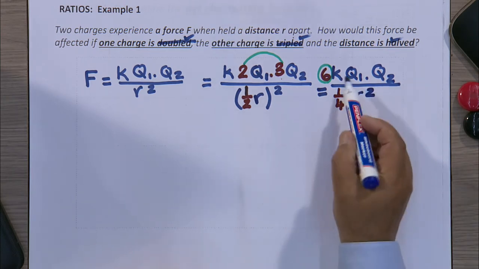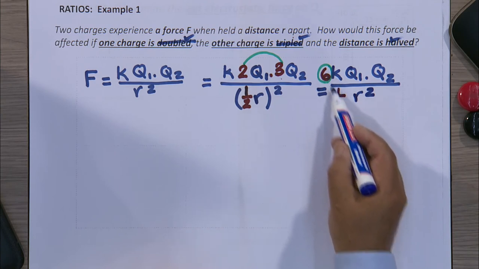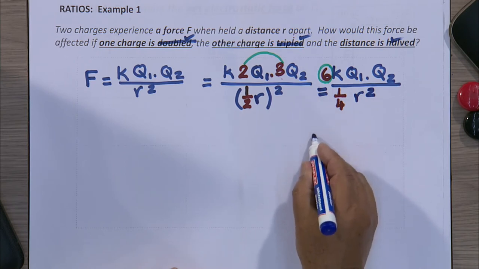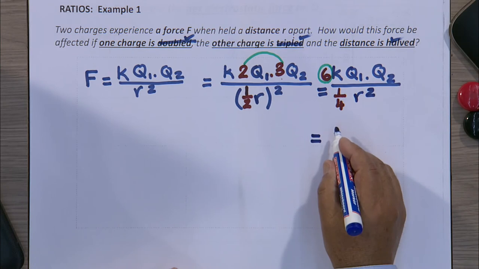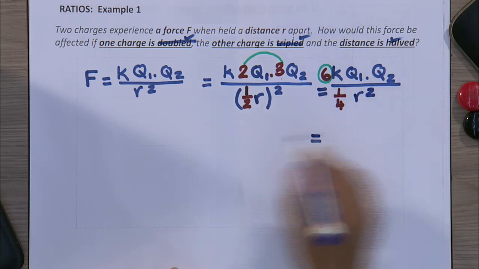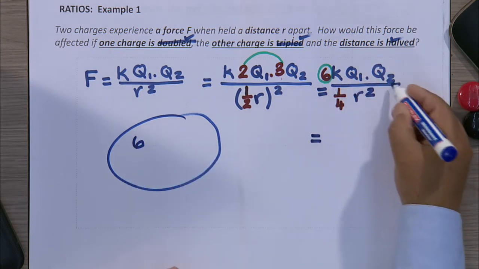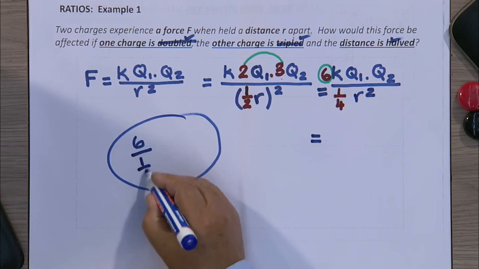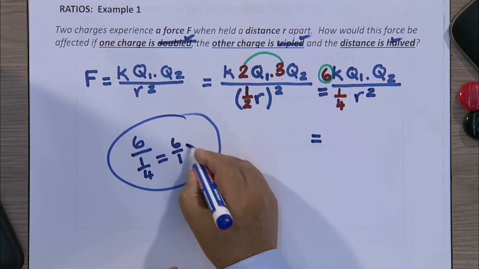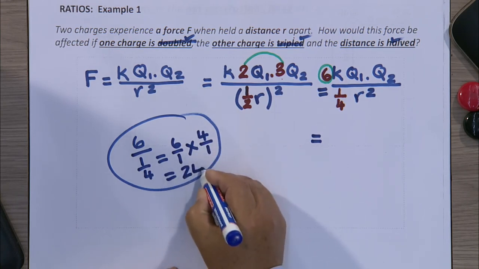Now, can you see that that is still my force F? That is equal to that, and here's the change that happens to the force. And I'm going to do it in this way. So I'm going to say that then is equal to 6 divided by a quarter. I'm just going to do the numbers. I'm going to keep that constant. 6 divided by a quarter is equal to 6 over 1. Multiply. When I multiply, I invert, 4 over 1, and that is 24.